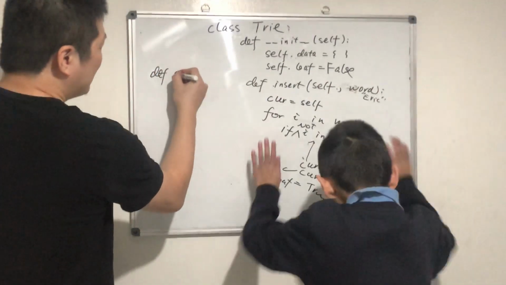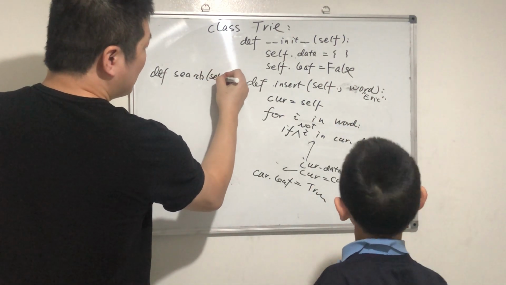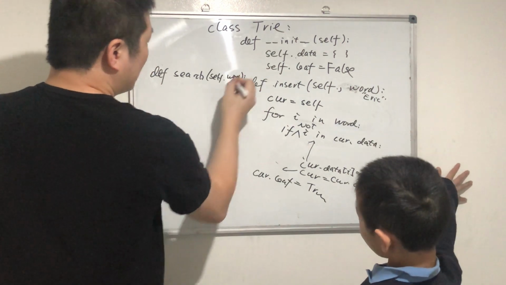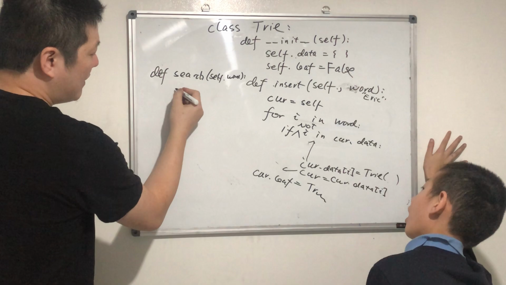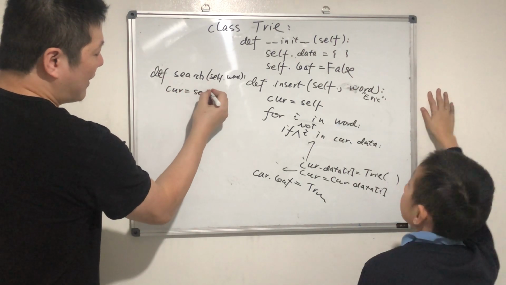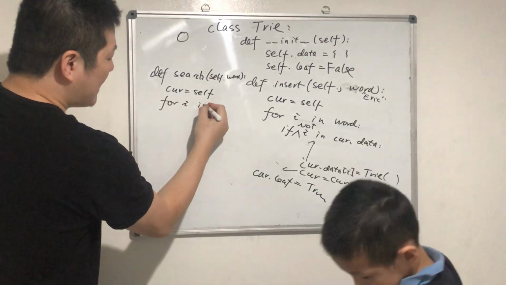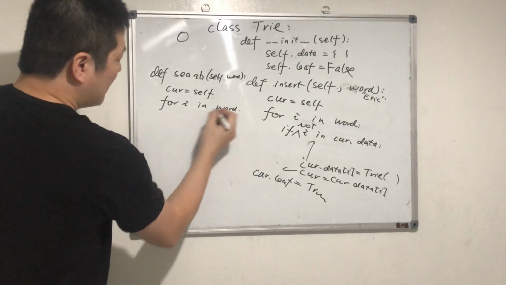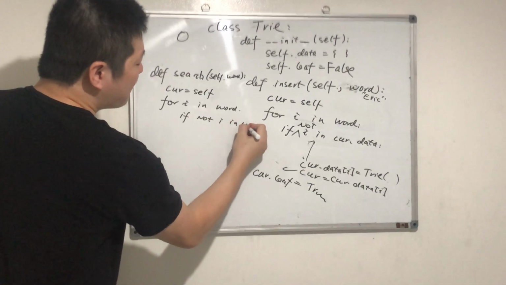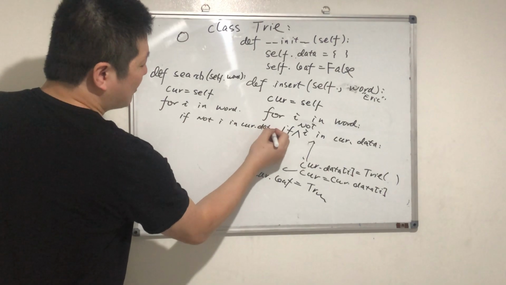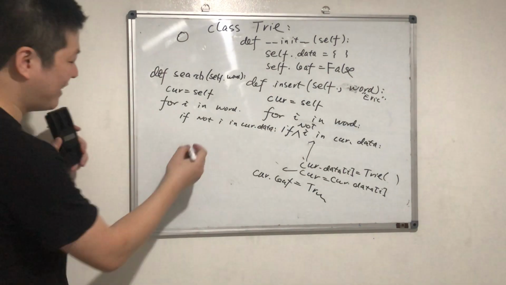Look, define search. Search self, what? We are searching the word. Okay, look, it's the same. Cur equals self.root. Okay, start with the current node. It's gonna be short. For i in word: if not i in current.data, if it doesn't find the node in the current data, what should we return? False. Return false, yes? Well done.